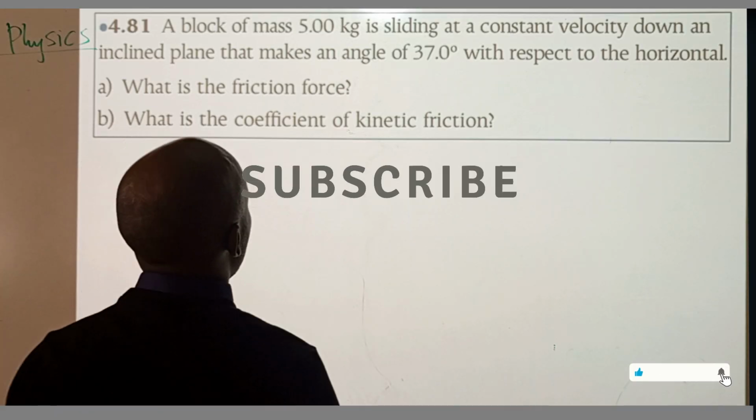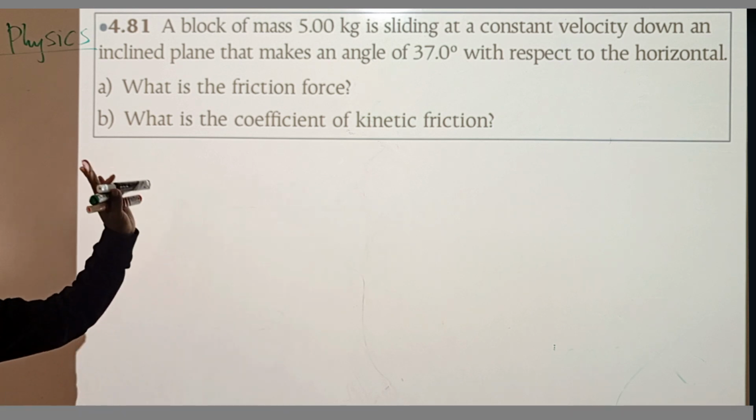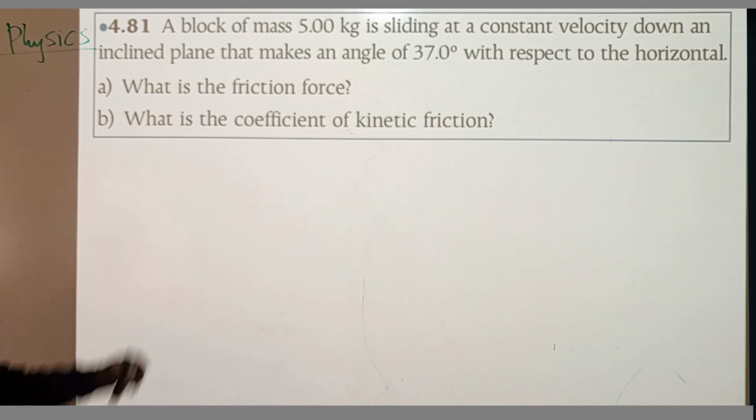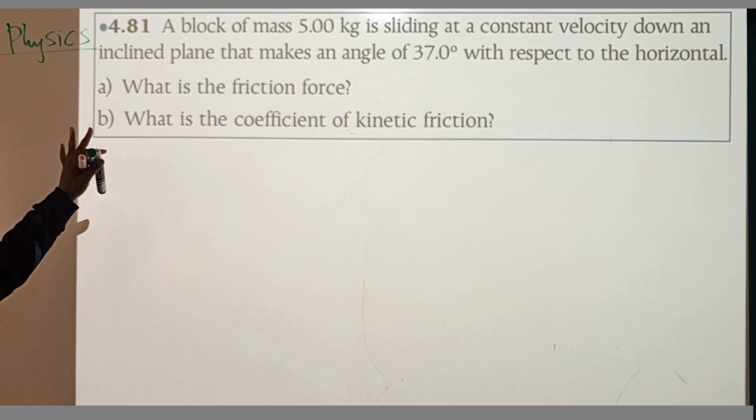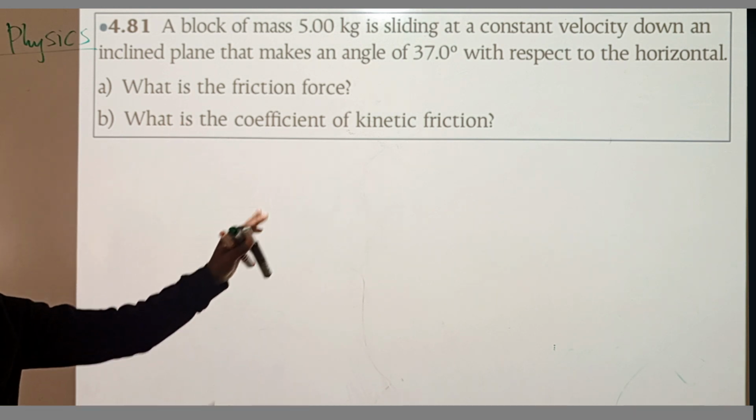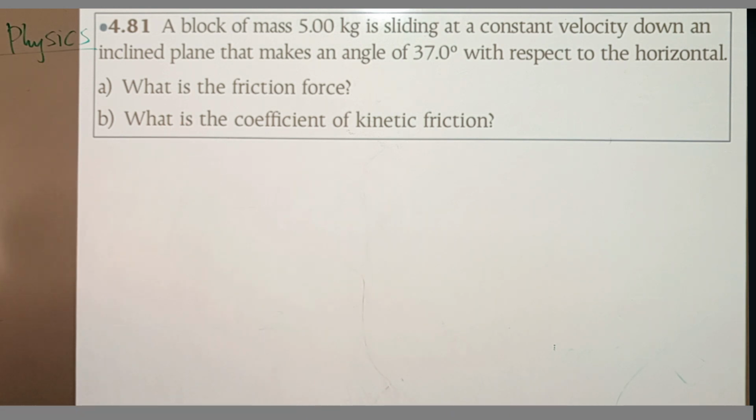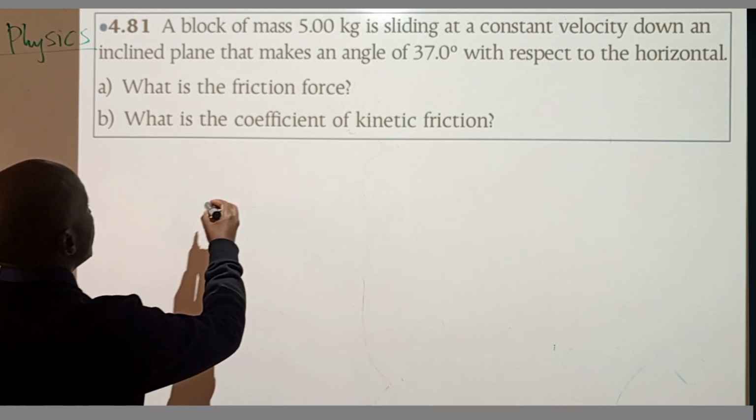Let's get started. A block of mass 5 kg is sliding at a constant velocity down an inclined plane that makes an angle of 37 degrees with respect to the horizontal. What is the friction force? What is the coefficient of kinetic friction? So the first thing we need to do is to draw the free body diagram.